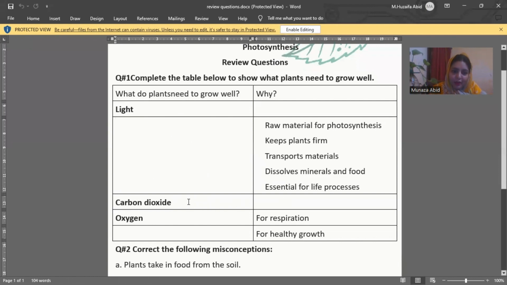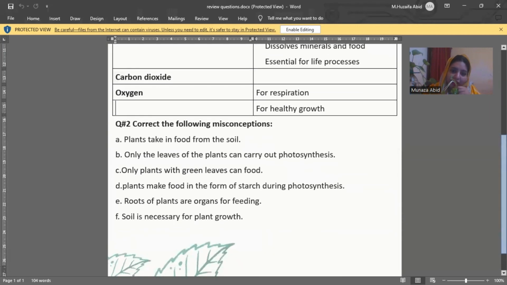Carbon dioxide. What is carbon dioxide? It is the raw material for photosynthesis. Now, what is oxygen? Oxygen is needed by the plant for respiration. Now, for healthy growth, plants need some fertilizer. What do you call that? Minerals as well, to grow well. This is done. This question number 1 will be solved by you easily.